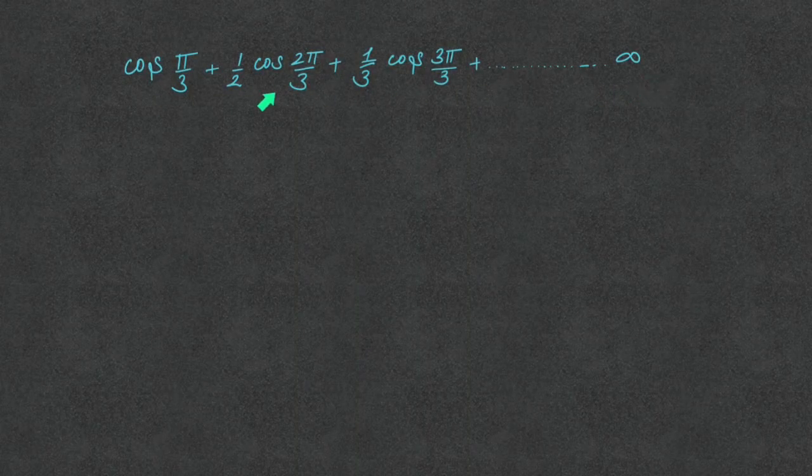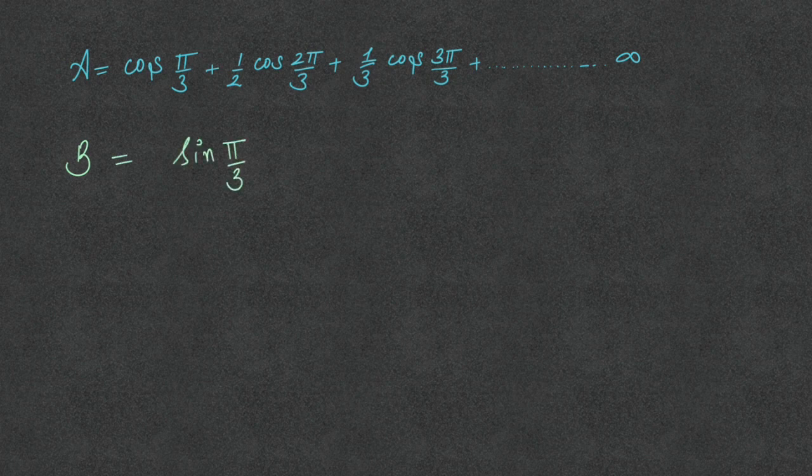this series up to infinite terms. Let A be equal to the expression. This expression is expressed in terms of cos. Write another expression, name it as B. We express the same kind of series but in terms of sine.